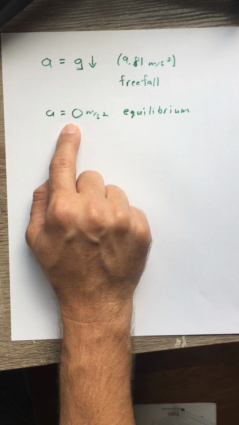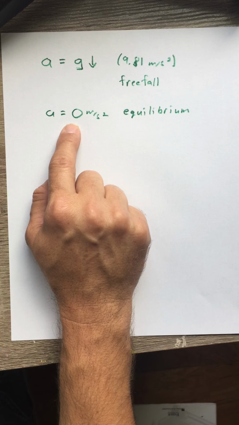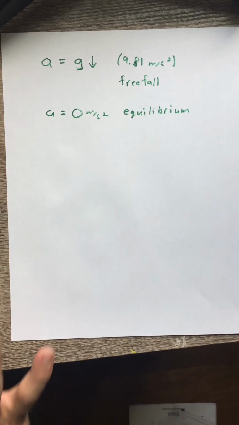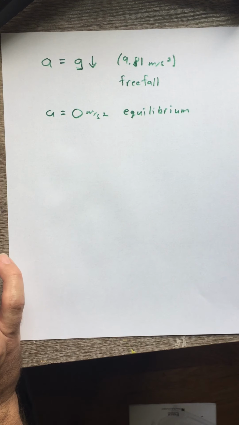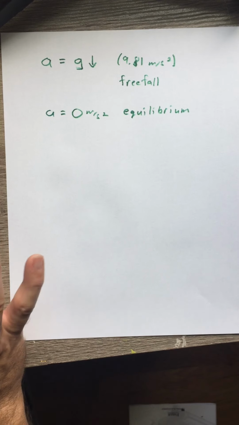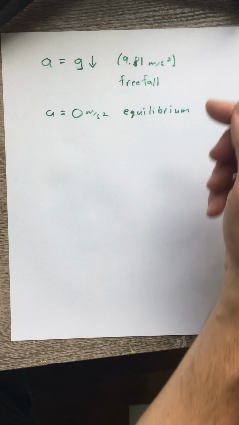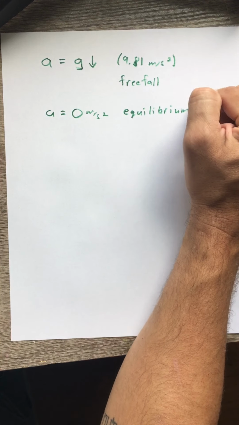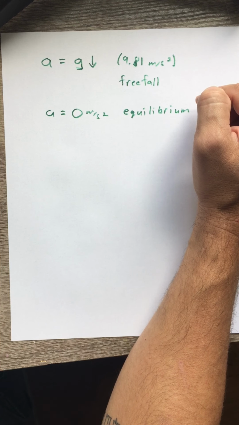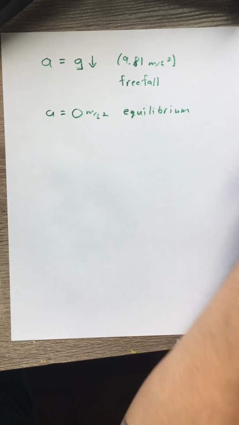The acceleration is equal to 0, therefore any multiplicative term is equal to 0, and we have the state of equilibrium. Now, what we're going to see in the next video is that if we start to analyze systems in 2 dimensions, we're going to figure out that sometimes both of these situations are applicable to a system at the same time.